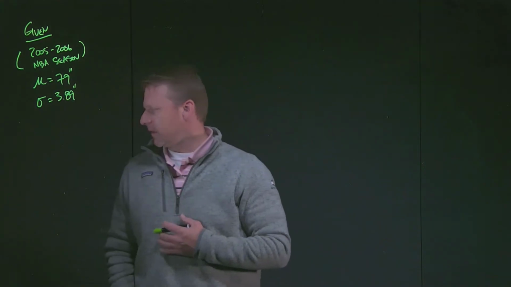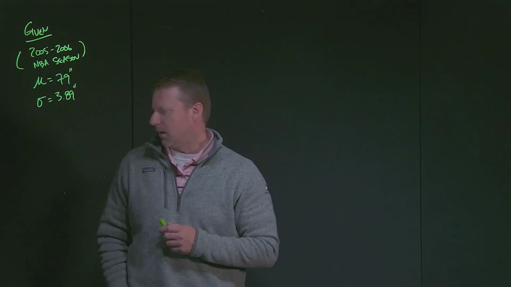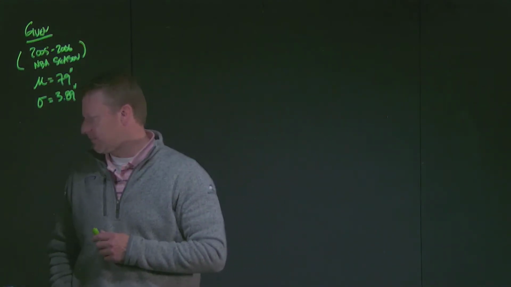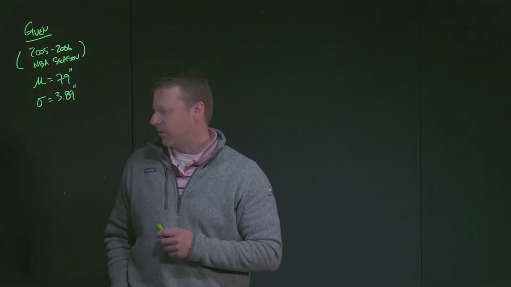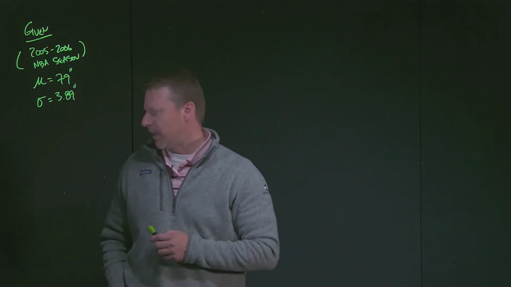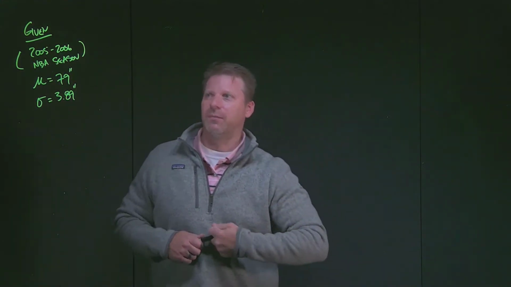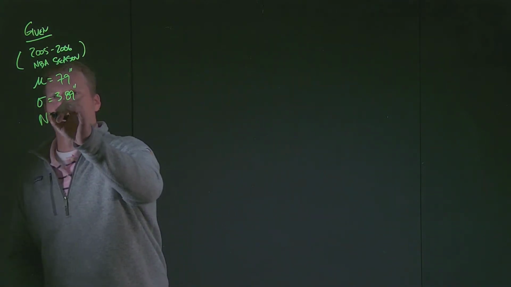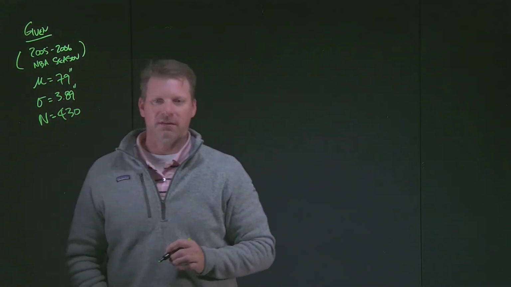Basically, it starts off saying the heights of the 430 NBA players listed on team rosters at the start of the 2005-2006 season. The heights of these basketball players have an approximate normal distribution with a mean of 79 inches and a standard deviation of 3.89 inches. So I've written that out here, just the relevant given information in the problem for us. And again, we can also look at our total population of NBA players was 430. We'll just note that as well.